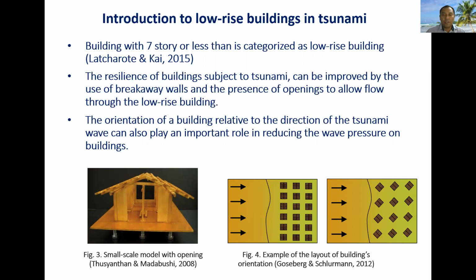To improve the resilience of low-rise building subject to tsunami, the strategy that can be implemented is the use of either the breakaway wall or opening, as shown by Figure 3, to allow tsunami flow through the building. Alternatively, the position and orientation of building relative to the direction of oncoming tsunami waves can be modified as illustrated by Figure 4. However, the effect of building's orientation on the force applied at the building's vertical surfaces is not fully understood.